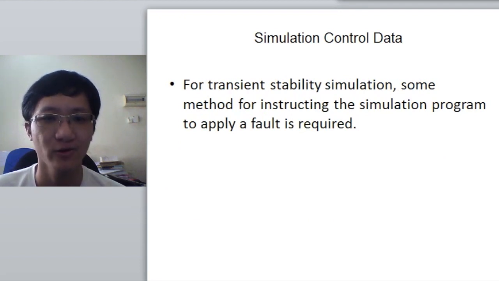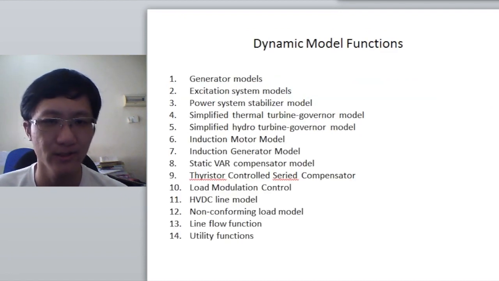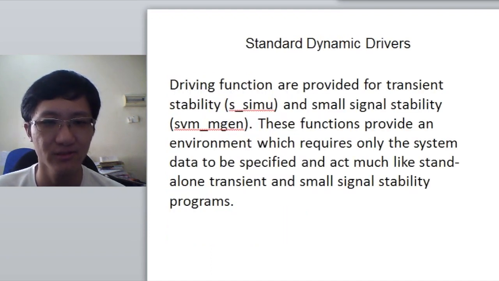Simulation control data. For transient stability simulation, some method for instructing the simulation program to apply a fault is required. Dynamic model function. There are 14 types of dynamic function. First, generator model, excitation model, power system stabilizer model, simplified thermal turbine governor model, simplified hydro turbine governor model, induction motor model, induction generator model, static VAR compensator model, thyristor controlled series compensator, load modulation control, HVDC line model, non-conforming load model, line flow function, utility function.